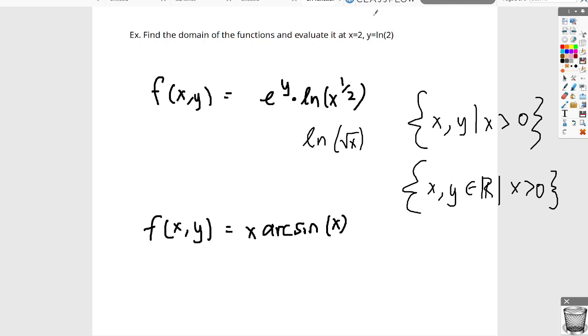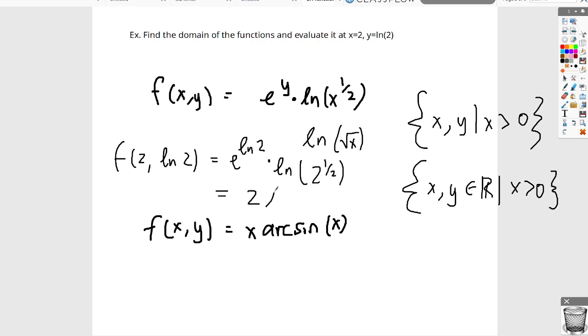That's your domain. And to evaluate it, it's simple. It's just f of 2, natural log of 2, is equal to e to the natural log of 2 multiplied by natural log of 2 to the 1/2, which is e to natural log of 2, which is 2, and then natural log of square root of 2.